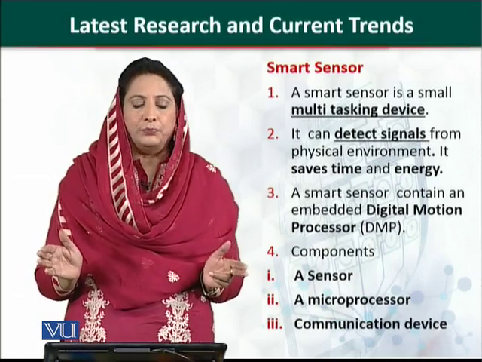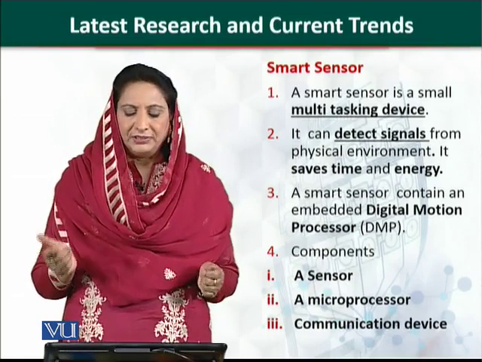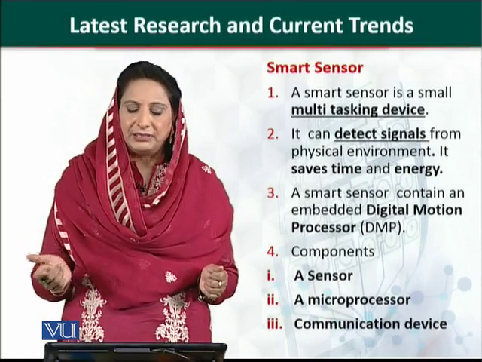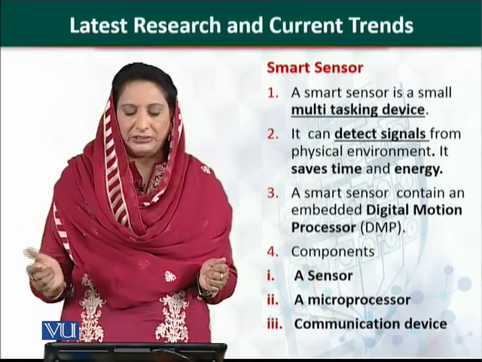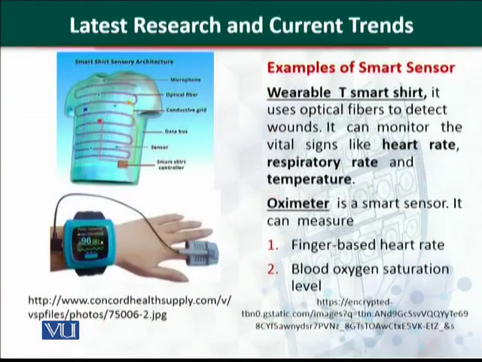इसके 3 अहम component हैं. First is a sensor, second is a microprocessor, and third is a communication device. These are the basic components of smart sensors. Smart sensors की applications में wearable technology की बनी हुई बहुत सारी मसनूआत हैं. इनमें से पहला example wearable T-Smart shirt है.